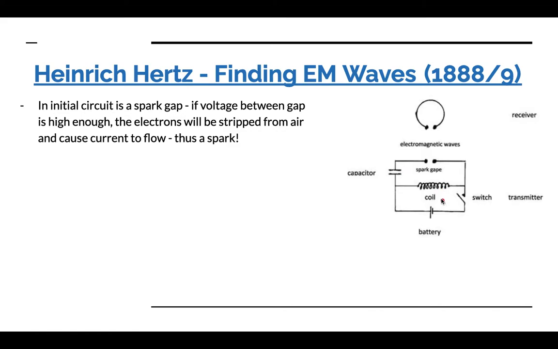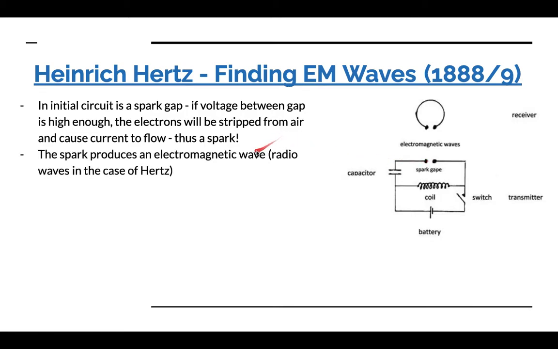We're not going to worry too much about the R and the L. We're just going to worry about the spark gap. So essentially what happened is when he got his circuit to work, a spark was produced by the spark gap right here. When the voltage was high enough, the electrons from the air in between the gap would be stripped and a current would flow due to a brief spark. Hence why we call it, well, you guessed it, a spark gap.